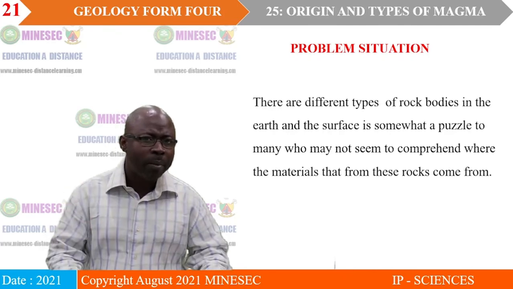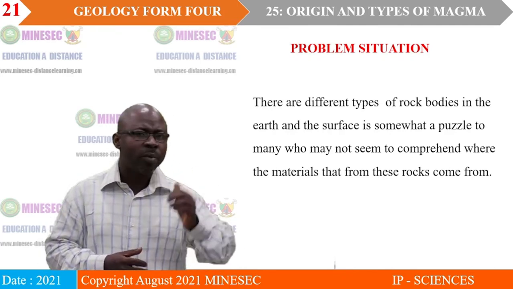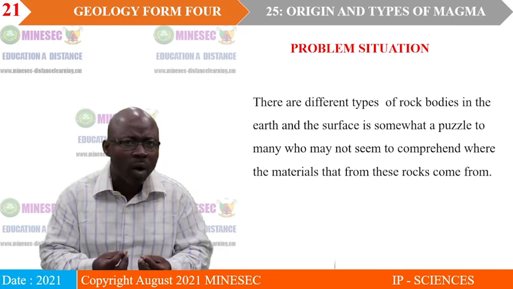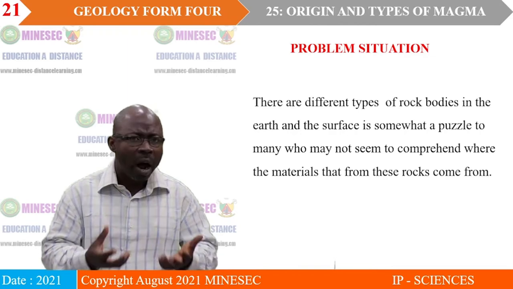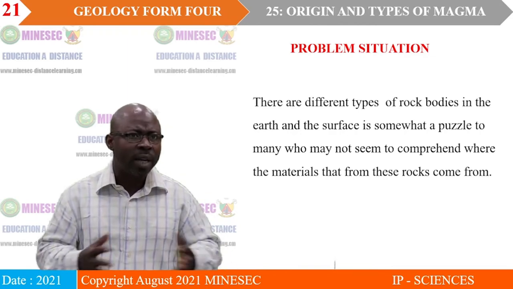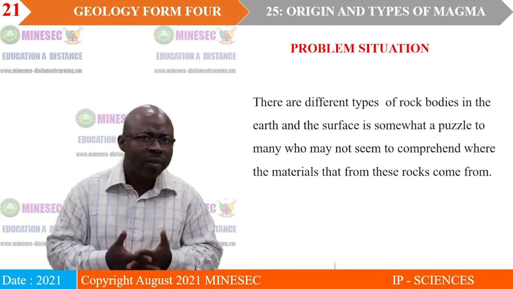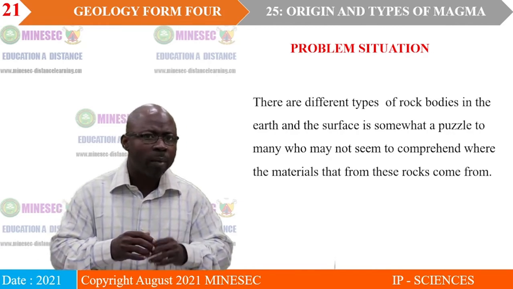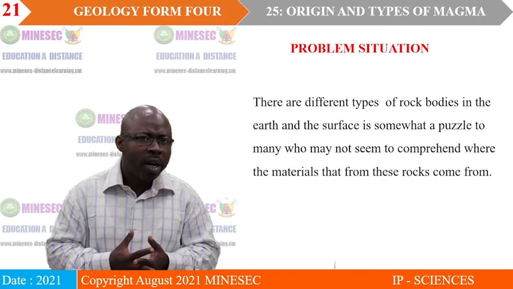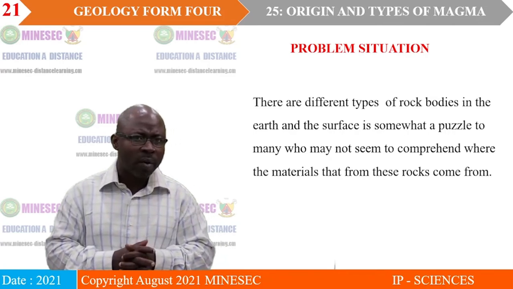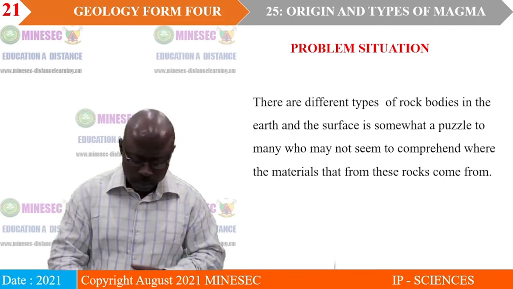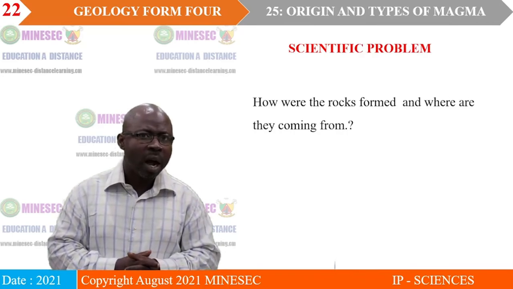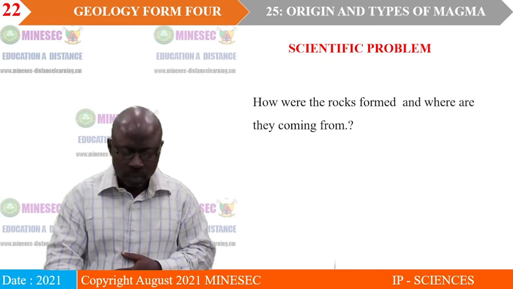So we come back to see, after the explanation, whether this lesson has helped us in clarifying the origin of the different rocks that we find on the Earth's surface. There are different types of rock bodies on the Earth's surface, and it is somewhat of a puzzle. Many people find it very difficult to understand where materials for these rocks come from. So how were the rocks formed and where did they come from?